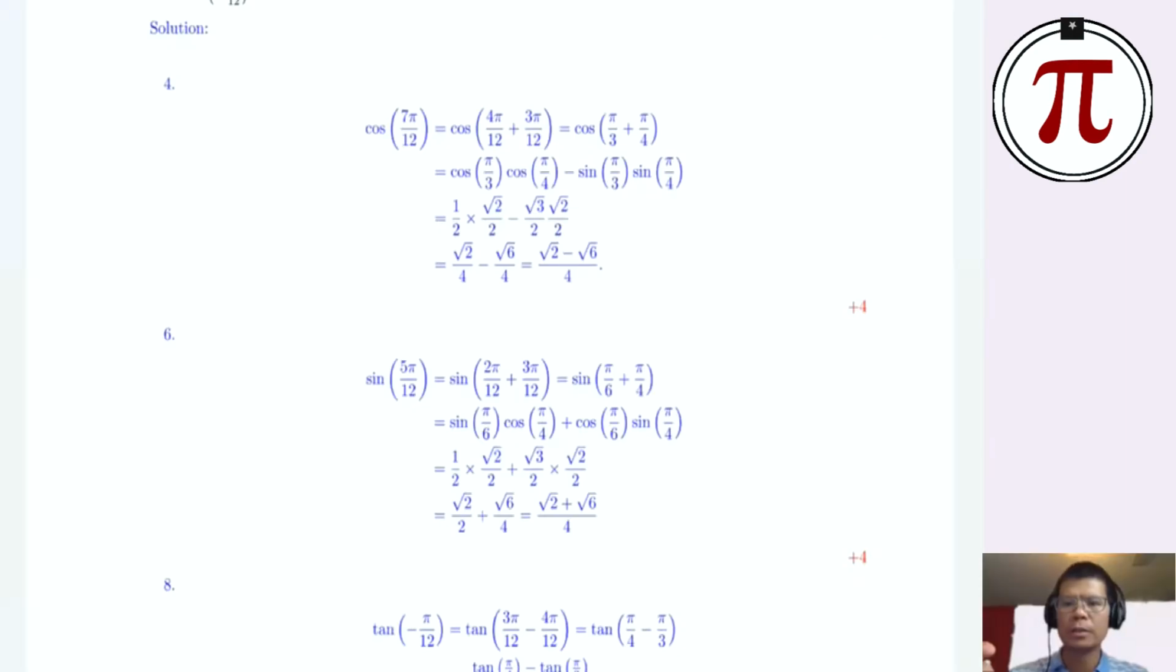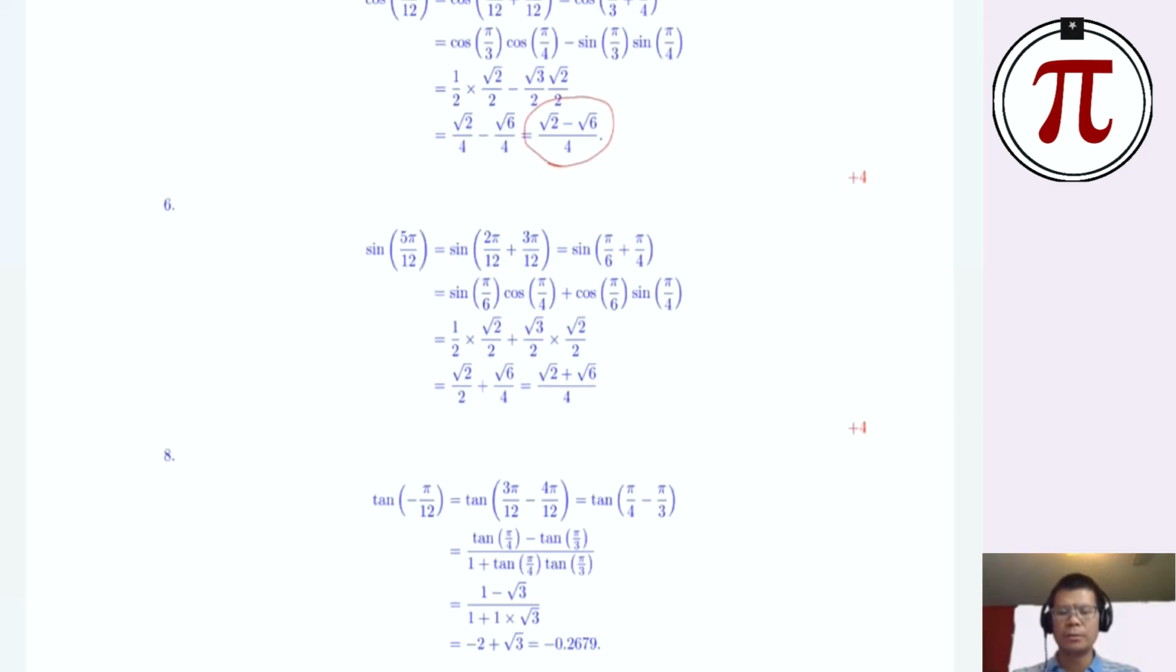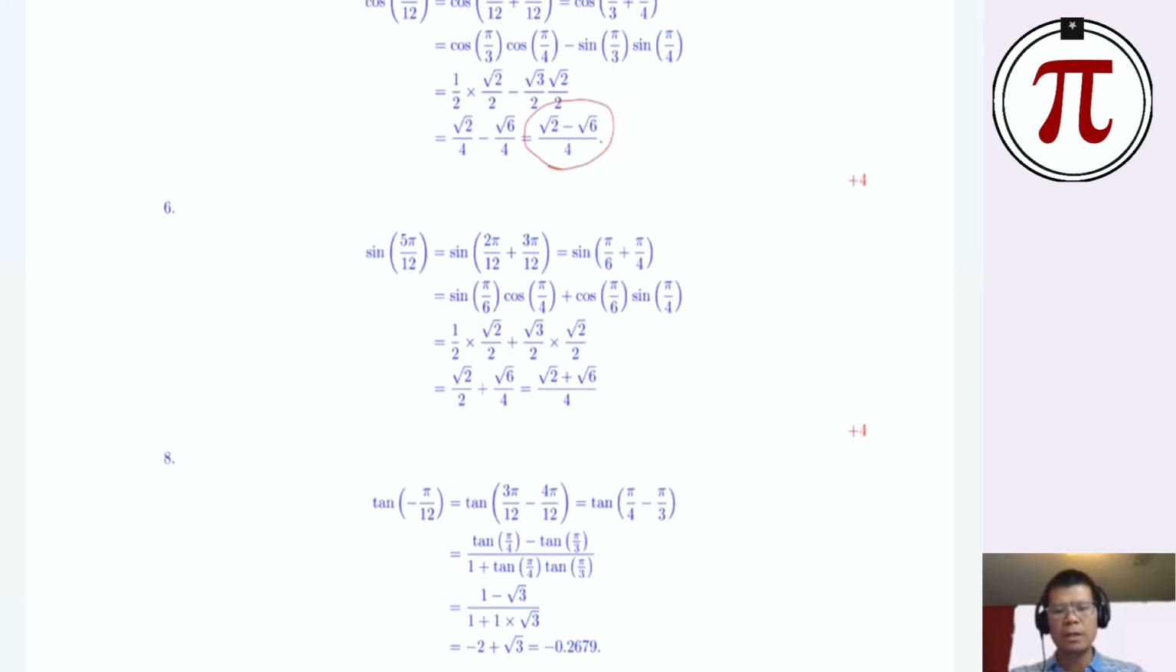So that's the summation of two special angles, and then we use the sum formula for cosine, right? So it gives this value. Now for sine 5 pi over 12, you can write this one as 2 pi over 12 plus 3 pi over 12, and that's pi over 6 plus pi over 4. And then using the sum formula for sine, you got this one.